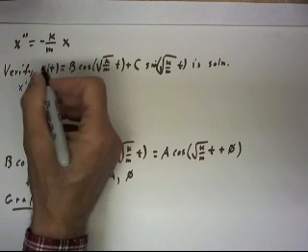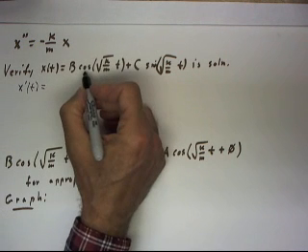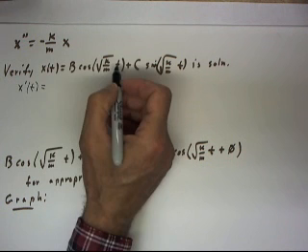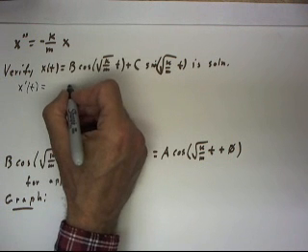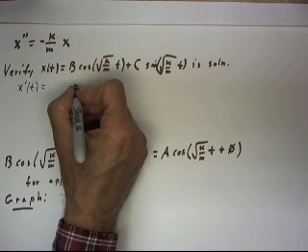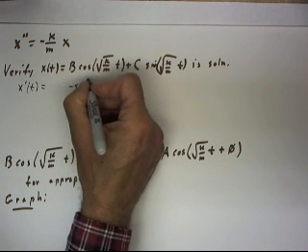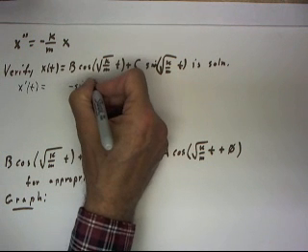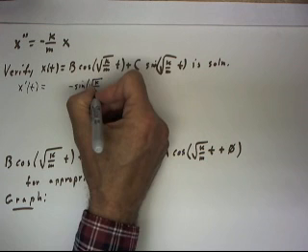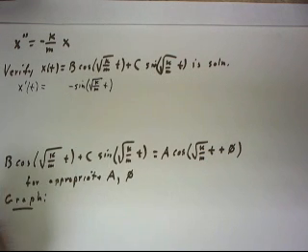X prime of t equals what? Well, the derivative of the cosine of t would be negative the sine of t. So we're going to get a negative of the sine function. And as we know from the chain rule, that's going to be a sine of the square root of k over m times t.